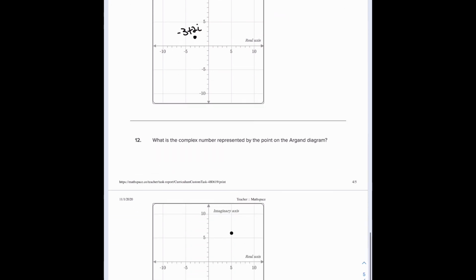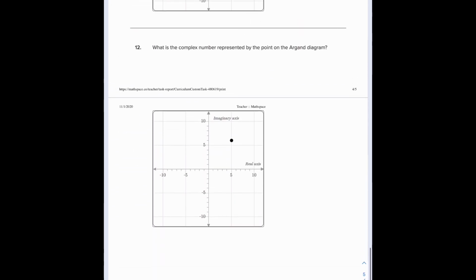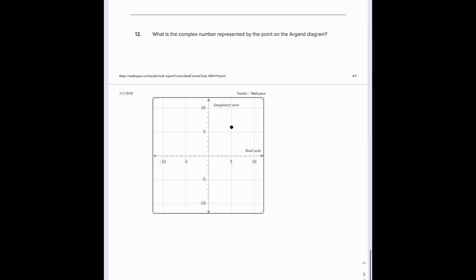All right. Final question. What is the complex number represented by the point on the diagram? So we see on the imaginary axis, we go 1, 2, 3, 4, 5, 6, right? Okay. So we know we're getting a plus 6i. And then our real number, we go 1, 2, 3, 4, 5. And we see that it lines up with 5. And that's a positive 5. So we get 5 plus 6i.